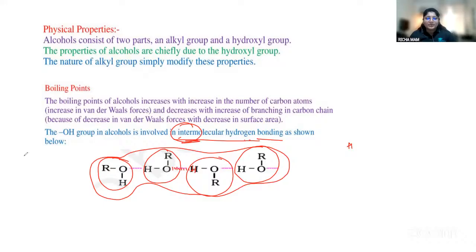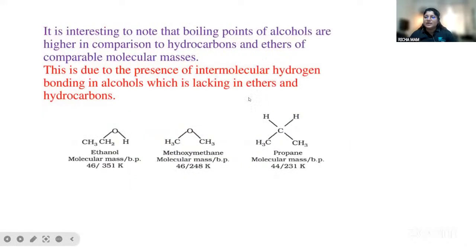So what you have to remember in boiling point is that it increases with the increase in the number of carbon atoms and decreases with branching. Then the boiling point of alcohols is higher as compared to hydrocarbons and ethers of comparable molecular mass. What is the reason? Because in alcohols there is intermolecular hydrogen bonding.